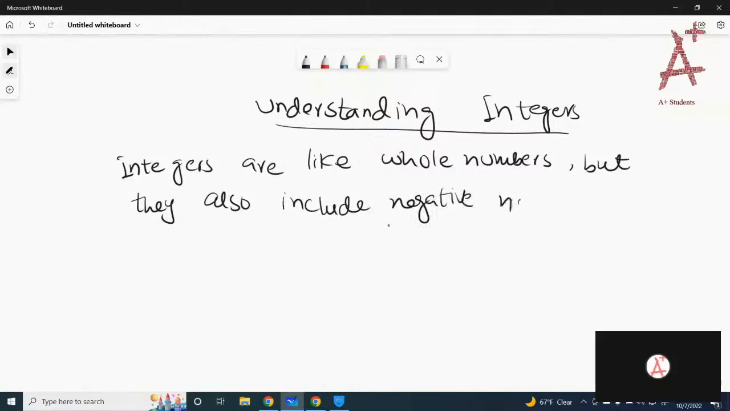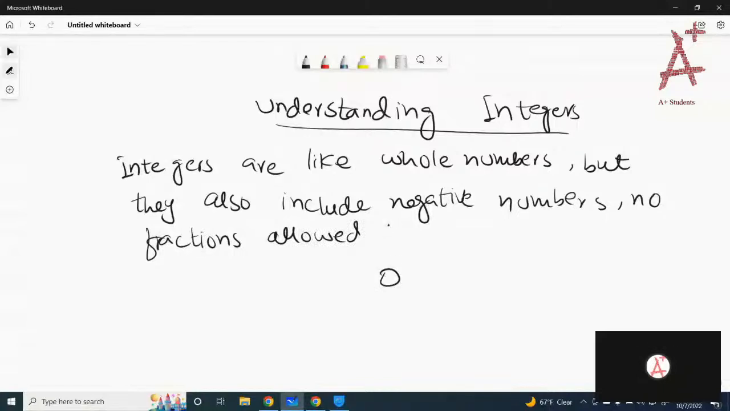Also, no fractions allowed. That means fractions are not allowed in integers. Got it? See, here you have 0. On the right hand side of the 0, you have all positive numbers 1, 2, 3, 4, and they are increasing at the right hand side. As you are moving far from 0, the numbers are getting greater and greater.